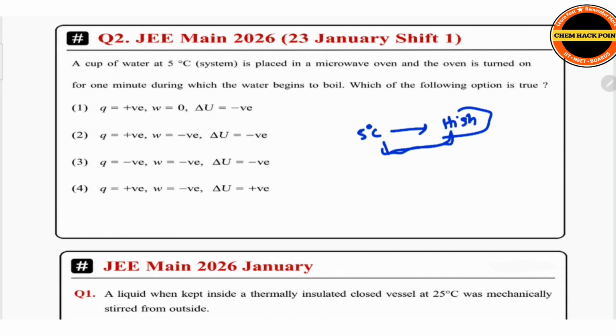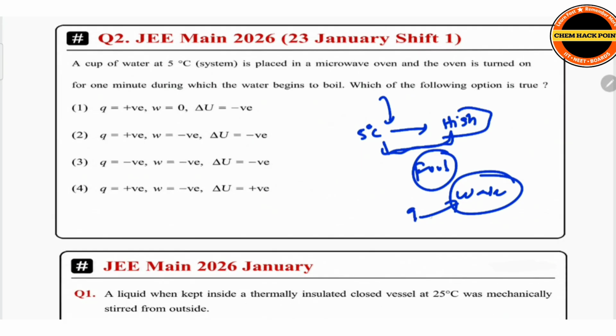First of all, the heat is given to the system. For example, think of the system as food. So they mentioned a cup of water, so the system here is water. Heat energy is given to the system, so Q should be positive. Heat energy given to the system, Q is positive. So no need to think about the negative value. You can ignore this. Q should be positive among the answers.